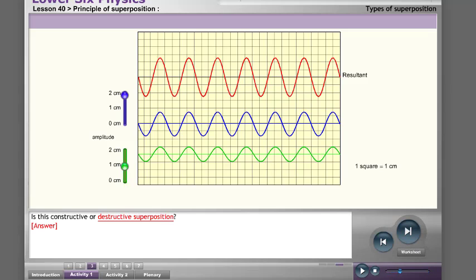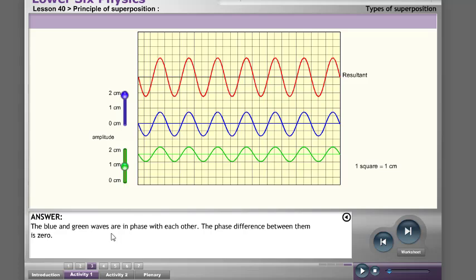Is this constructive or destructive superposition? Answer: constructive superposition. What do you notice about the phase difference between the two waves? Answer: the blue and green waves are in phase with each other. The phase difference between them is 0.